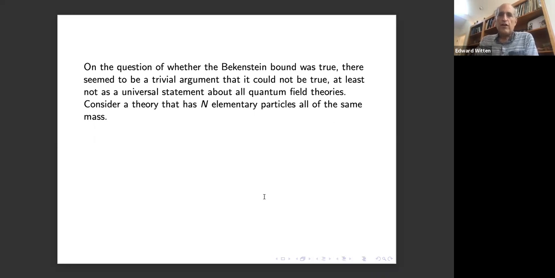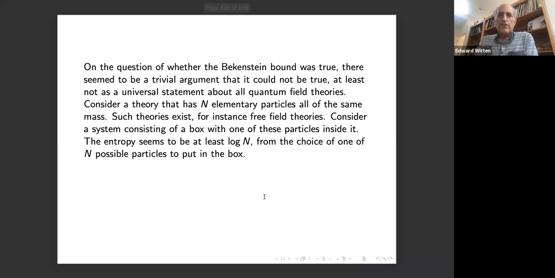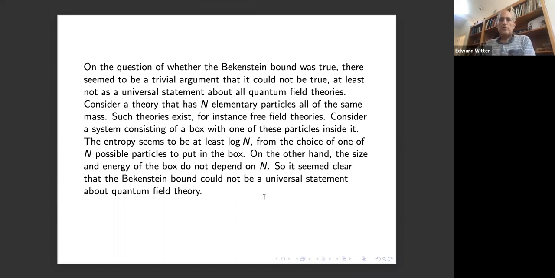Consider a theory with n elementary particles all of the same mass. For example, you could consider a free field theory. Consider a system consisting of a box with one particle inside it. The entropy seems to be at least log n from the choice of one of n possible particles to put in the box. But the size and energy of the box don't depend on n. So it seemed clear that the entropy isn't upper bounded by size times energy with any universal constant that would hold for all quantum field theories.